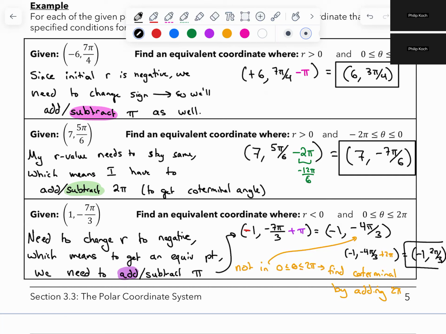Okay, that one's tricky. If you're still working on it, continue to do so. But I want to talk through this one because it was tricky.